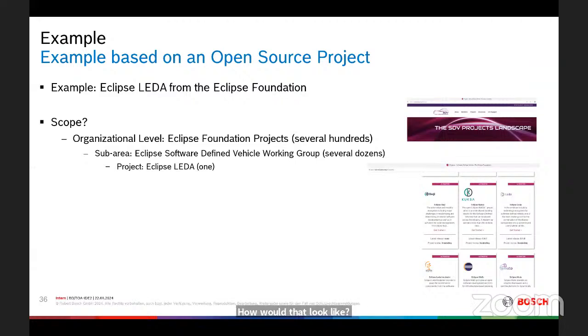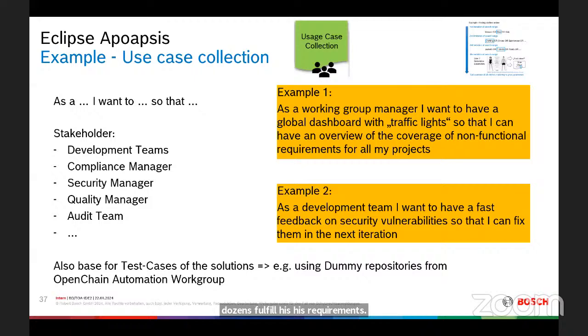And here I thought, what can I use, right? Because I also want to have this stakeholder of a manager that manages several projects. And I thought, okay, perhaps the Eclipse Foundation, Eclipse Software-Defined Vehicle Working Group would be a nice example. Why? Because here I took Eclipse LiDAR as one project, right? If I'm only the development team for LiDAR, I have different needs than, for example, the Eclipse Software-Defined Vehicle Working Group manager, who has interest that all his projects, because he has several dozens, fulfill his requirements.